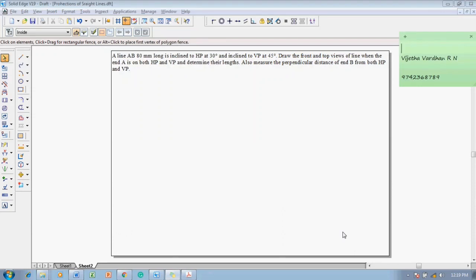Myself Vijay Thavarnan, and today I'm going to show you one problem on straight lines in this lecture. The problem is like this. A line AB 80 millimeter long is inclined to HP at 30 degree and inclined to VP at 45 degree. Draw the front and top views of a line when the end A is on both HP and VP and determine their lengths. Also measure the perpendicular distance of B from both HP and VP.